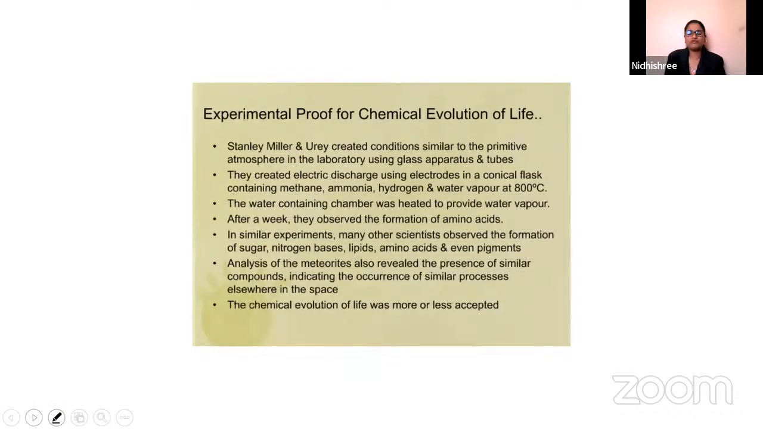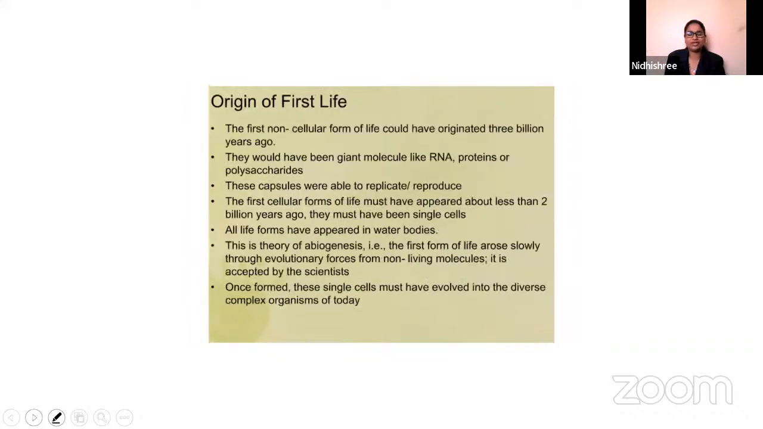Okay, experimental proof of chemical evolution of life was done by Stanley Miller. Just now, I think Kanchana Raj read about that slide in one of the questions. So no need to read it out again. Origin of first life. Fine.